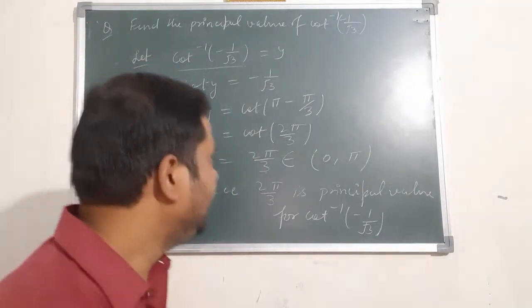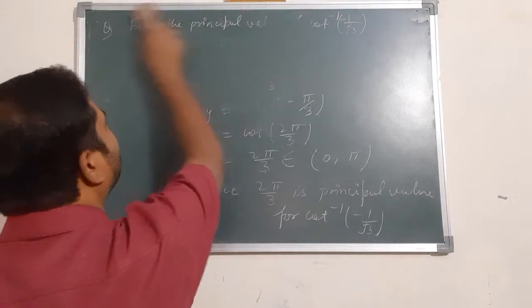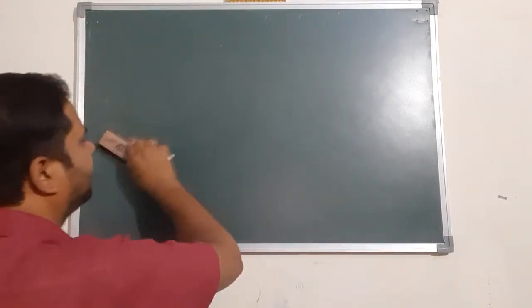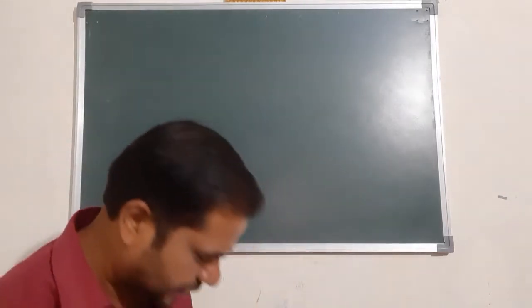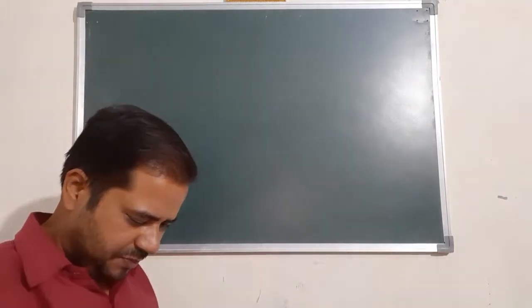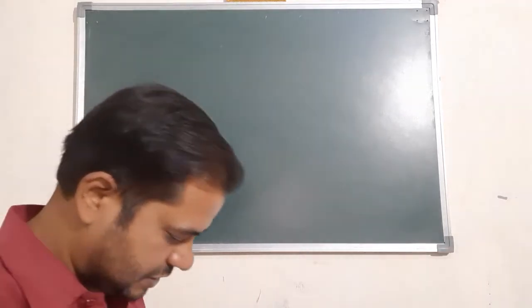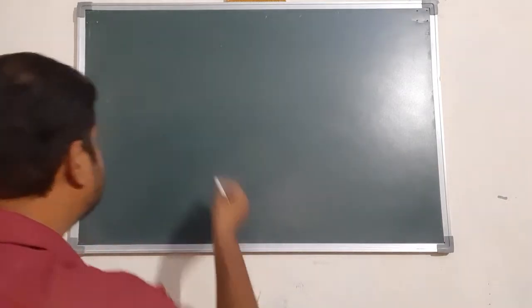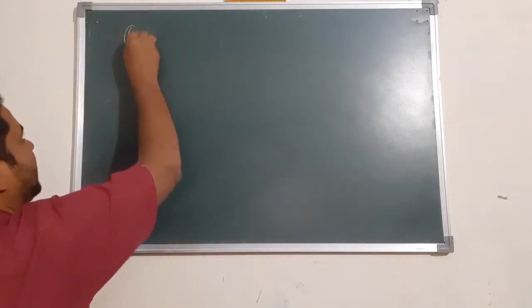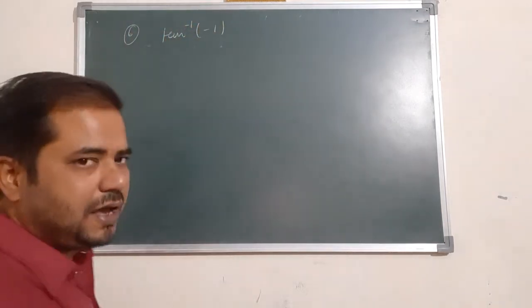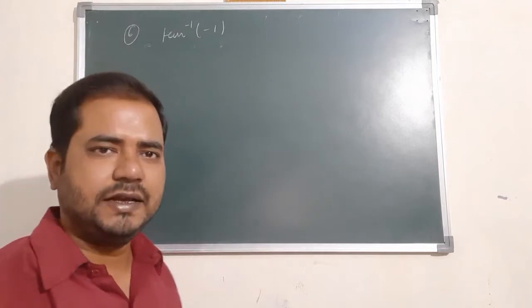Okay, next one we see. In exercise 2.1, you only need to find the principal value. Find the principal value of the following. One by one we have to take. First one is question number 6, tan inverse of minus 1.